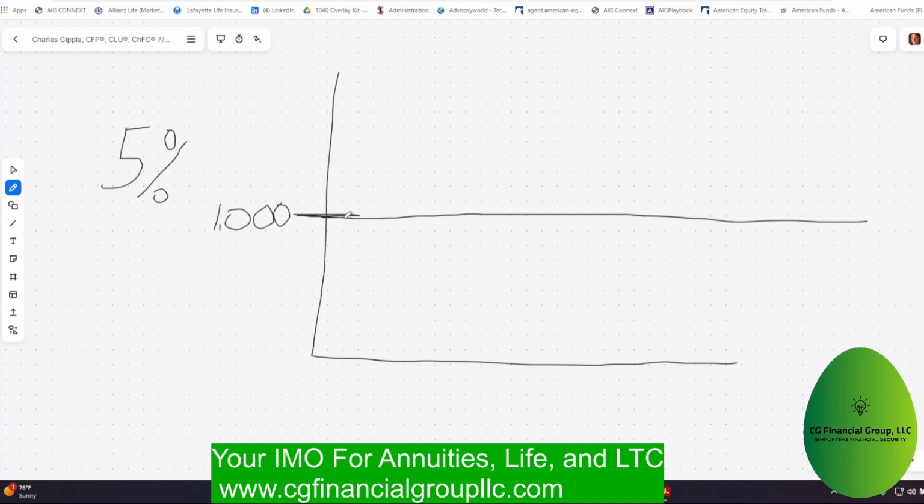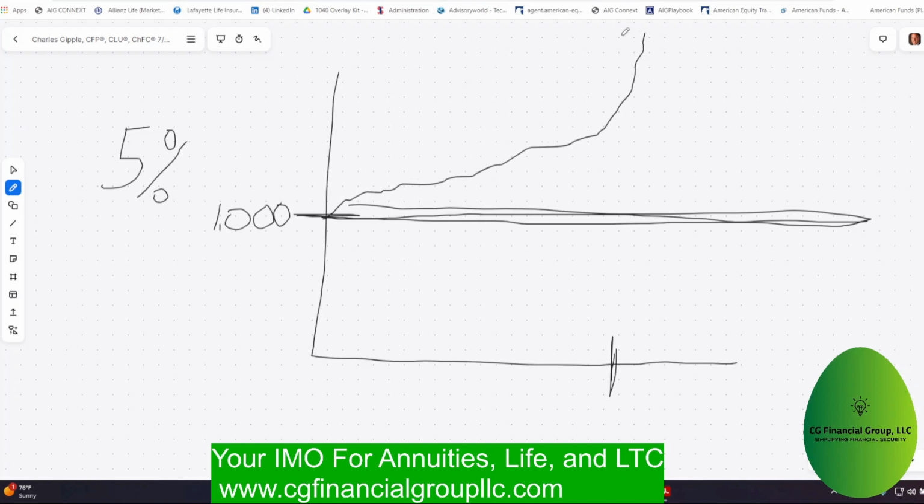We want to buy an at-the-money call option. Now, what does that mean? It means that if this is an annual reset structure, we will buy a one-year call option, and whatever the market does to the upside, let's say 50% up to exaggerate, that call option that we just bought is going to give us 50% to the upside.